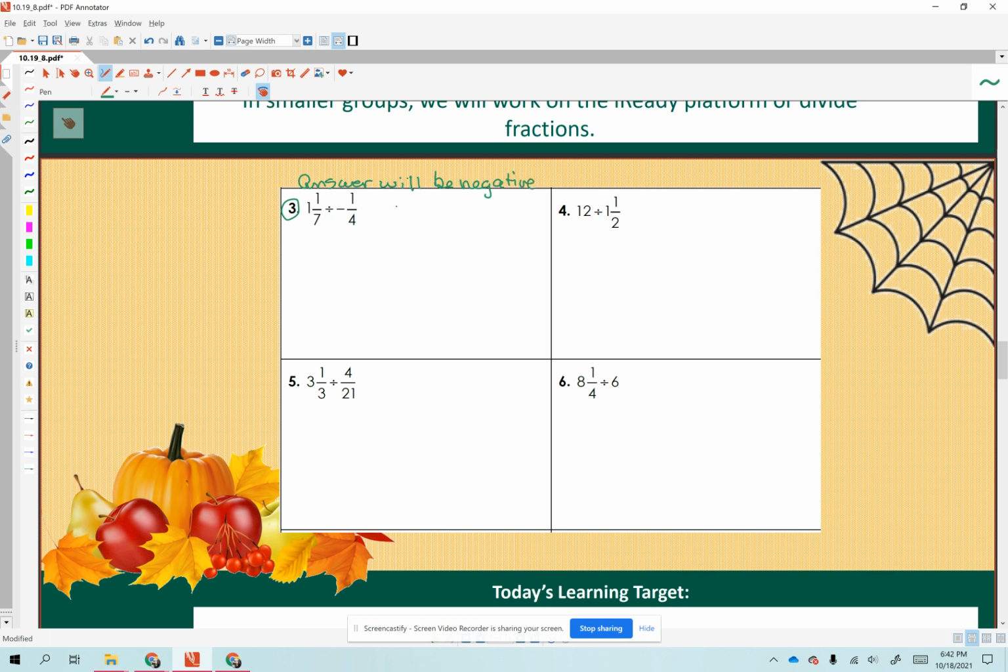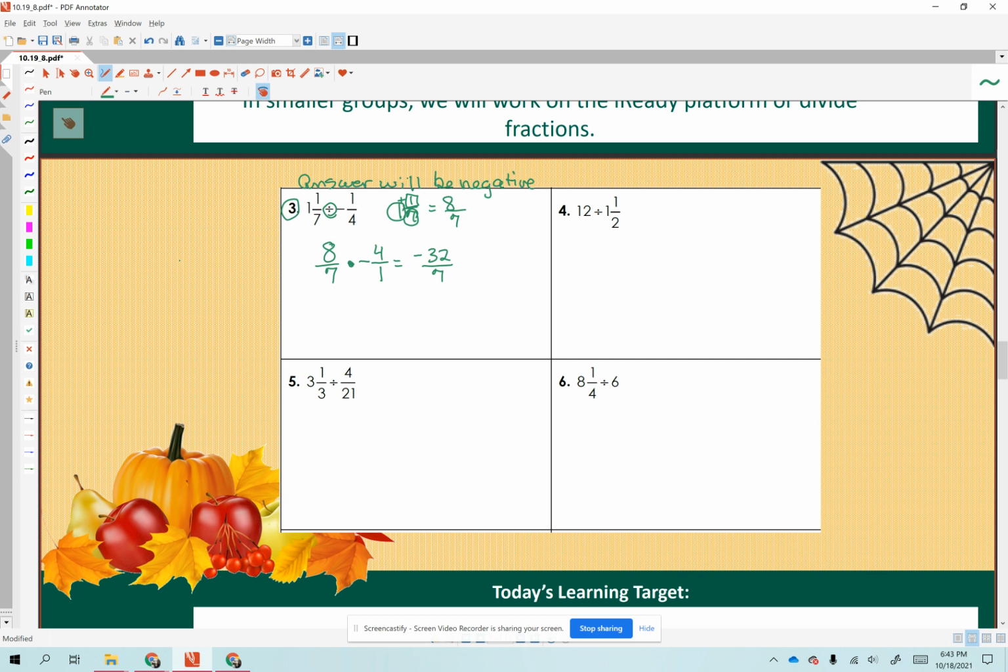So we have to convert that 1 and 1/7 to an improper fraction. It will have a denominator of 7. 7 times 1 is 7, plus 1 is 8. So this is 8/7. So our first fraction is 8 over 7. We'll change the division to multiplication, and we'll invert the second fraction, which would make it negative 4 over 1. So 8 times negative 4 is negative 32. 7 times 1 is 7.